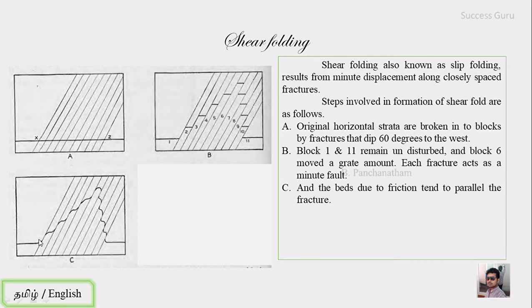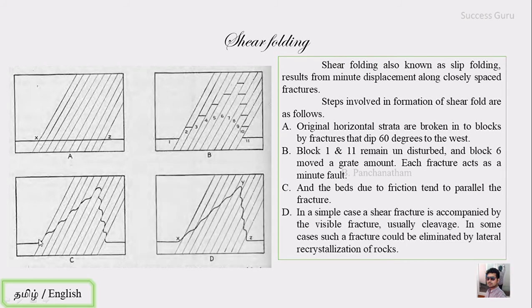So this is how it is bending here. And in a simple case, you can simply recognize the fracture plane, and that is usually cleavage. And if this rock is recrystallized in a later stage, this fracture plane may disappear, and in this way also a fold can be formed. And such an origin of fold is called shear folding.